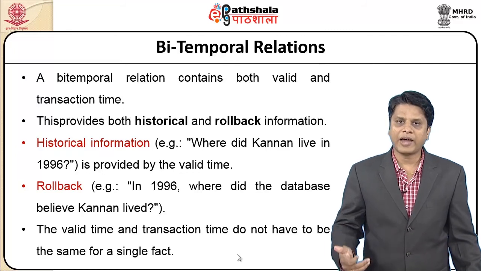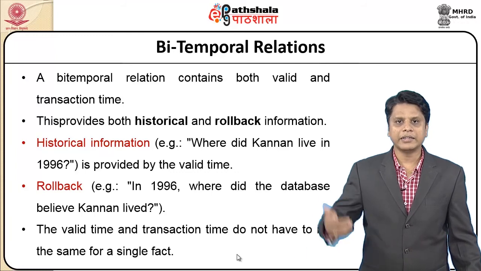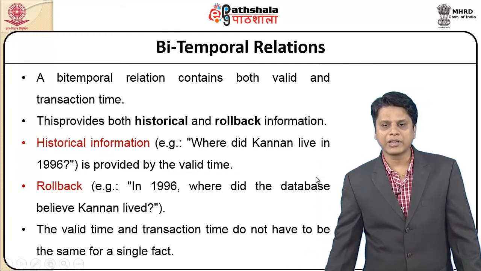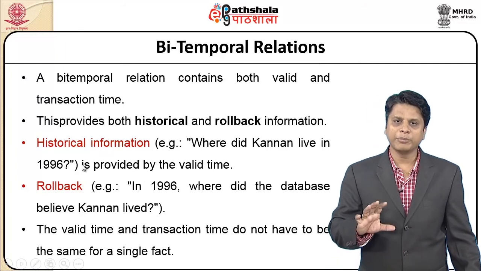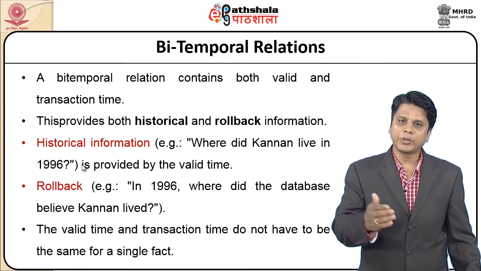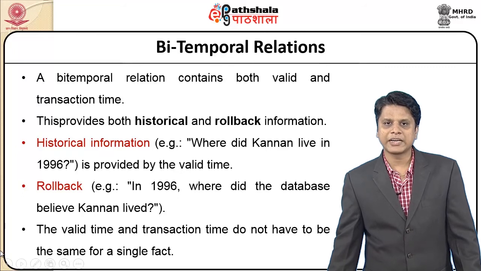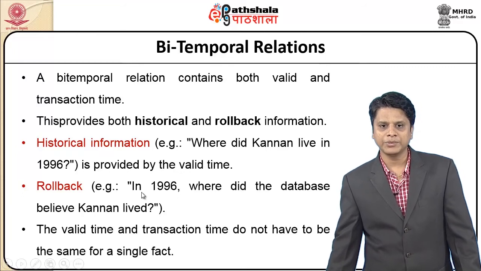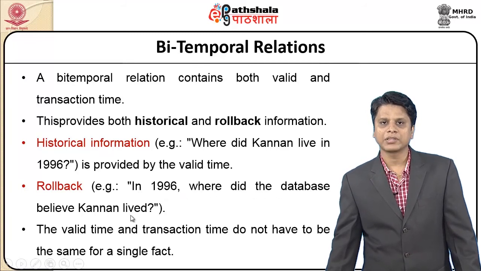I look at the valid time for providing details regarding the earlier dates. So, I will consider the valid time: where did Kannan live between this duration. I will check the duration and say that Kannan lived in Delhi in 1996. Whereas, the same will not be the statement when it comes to rollback information, where the query will be something like, in 1996, where did the database believe that Kannan lived.